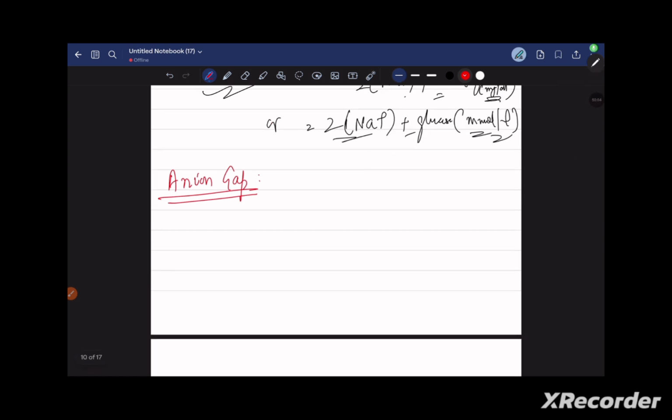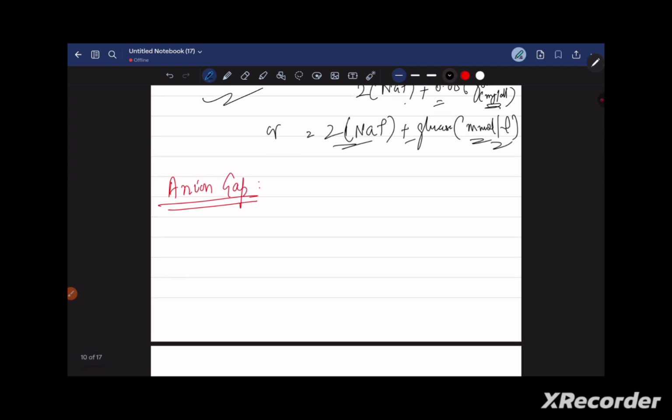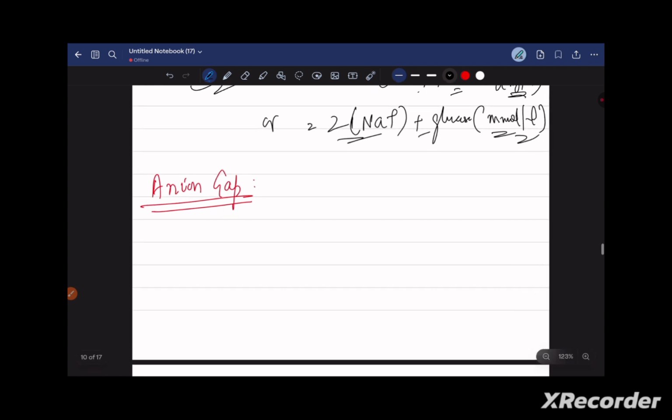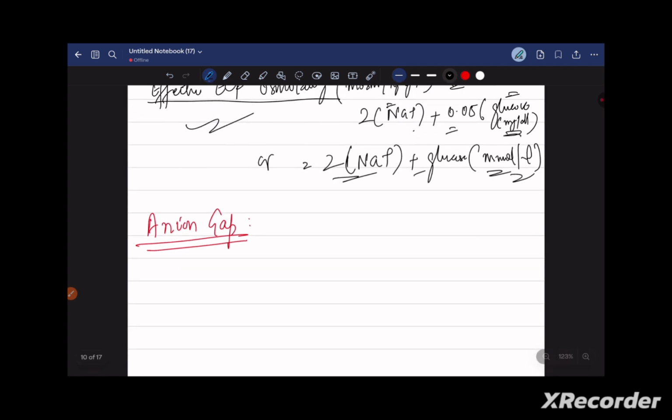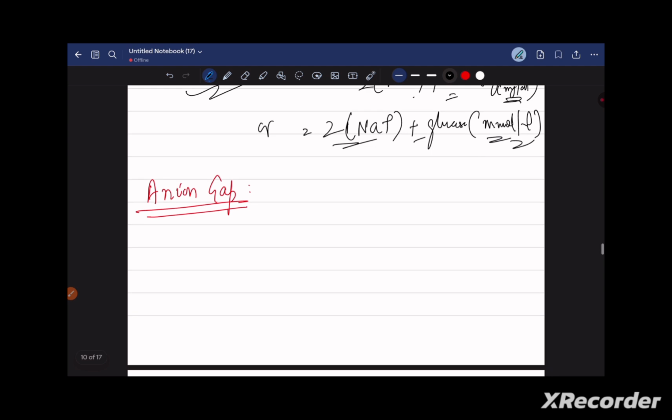Now I told you earlier that there is metabolic acidosis. In case of diabetic ketoacidosis, there is metabolic acidosis. First, let me discuss a bit what is anion gap. You may already know this, but in order to clear the concept, let us have a recap of this.